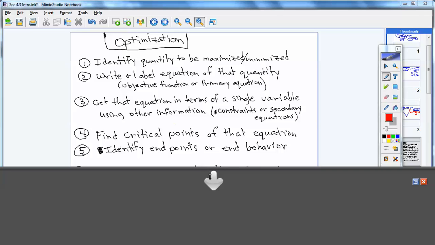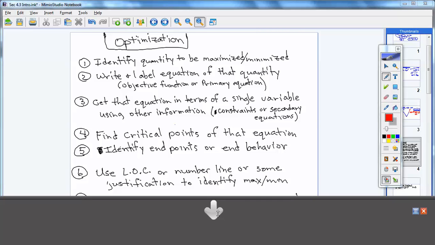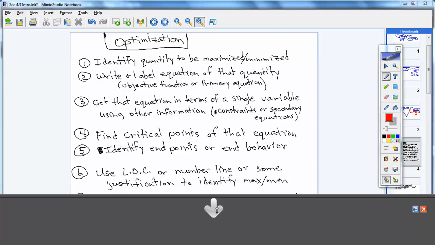Okay? So next step, use your list of candidates. So you've got your derivative 0, derivative undefined, your endpoints. If you've got a list of those, you plug them back into the original, and that's your justification. Now, notice I said number line, or some justification, because most of the time it's a list of candidates. But what if there are no endpoints, and what if you only have one candidate?